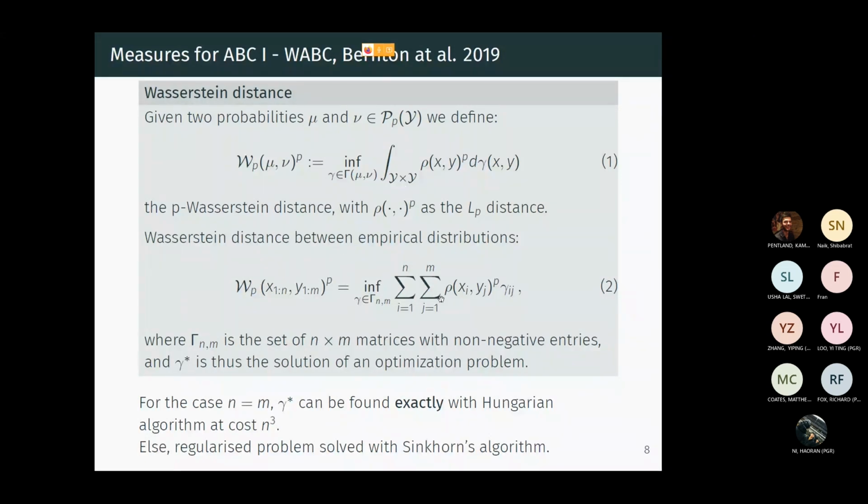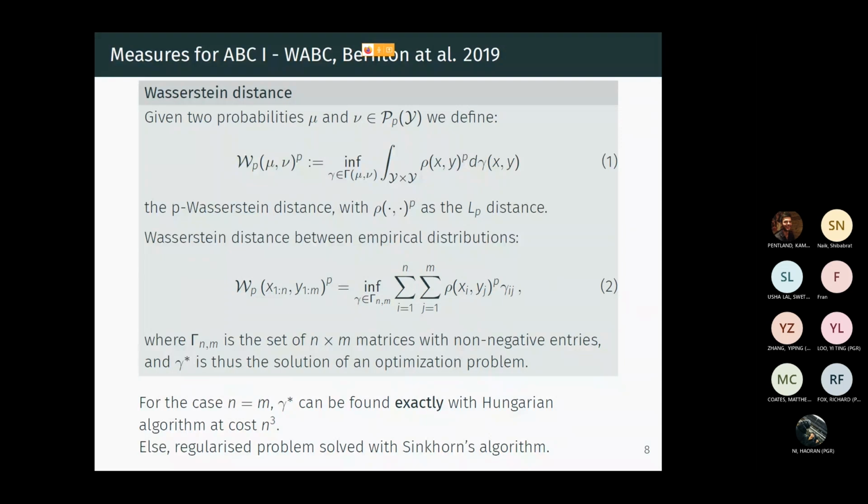So with real data, this is the computation of the expression. But the interpretation is the following. If you have n observed data and m simulated ones, what you can do is take the L2, the Euclidean distance between all these pairs of points, and you want each of these points to correspond to one from the other distribution. So this is actually an optimization problem and can be solved in closed form with the Hungarian algorithm when you have equal numbers of data.